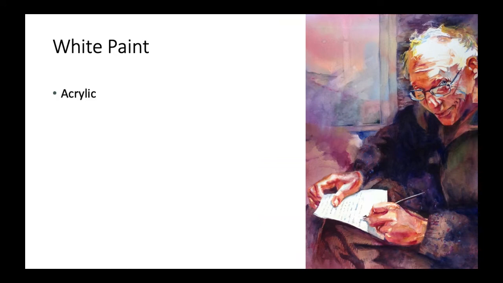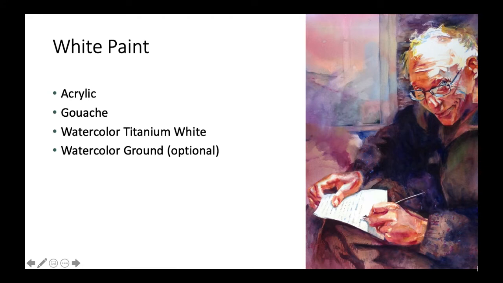We can also use white paint. It's not very common in watercolor to use white paint, but there's several types of white paint that we can use. We can use acrylic white. It's compatible with watercolor because it is water soluble. We can use opaque white. Gouache is how you pronounce that word, but essentially it's an opaque watercolor medium. And then watercolor has titanium white, but watercolor titanium white is considered a watercolor pigment. And we're going to use that. And then we also have a new product out called Watercolor Ground.